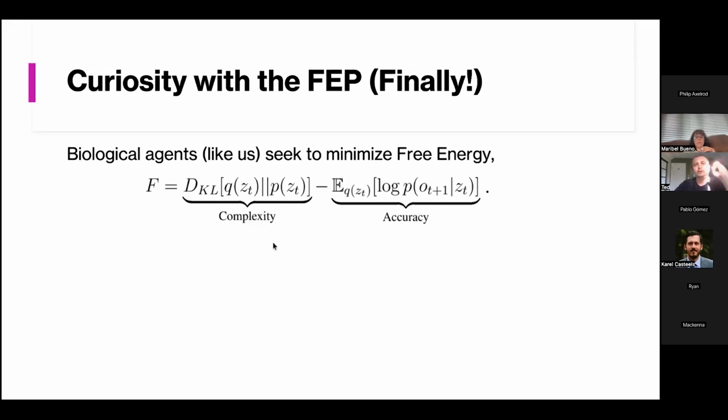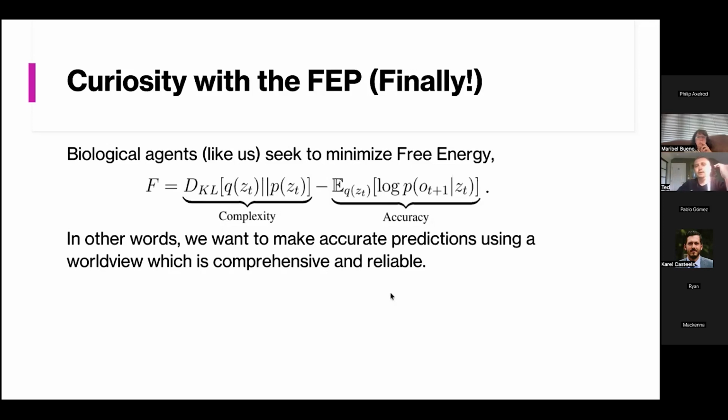Complexity is more difficult to understand. Complexity compares a prior inner state, P, and a posterior inner state, Q. These are two probability distributions, a prior and a posterior probability distribution, and we are comparing them using Kullback-Leibler divergence. KL divergence is how you can compare different probability distributions. So in other words, we want to make accurate predictions. We want our forward model to be accurate, but we also want the forward model, our worldview, to be comprehensive and reliable.